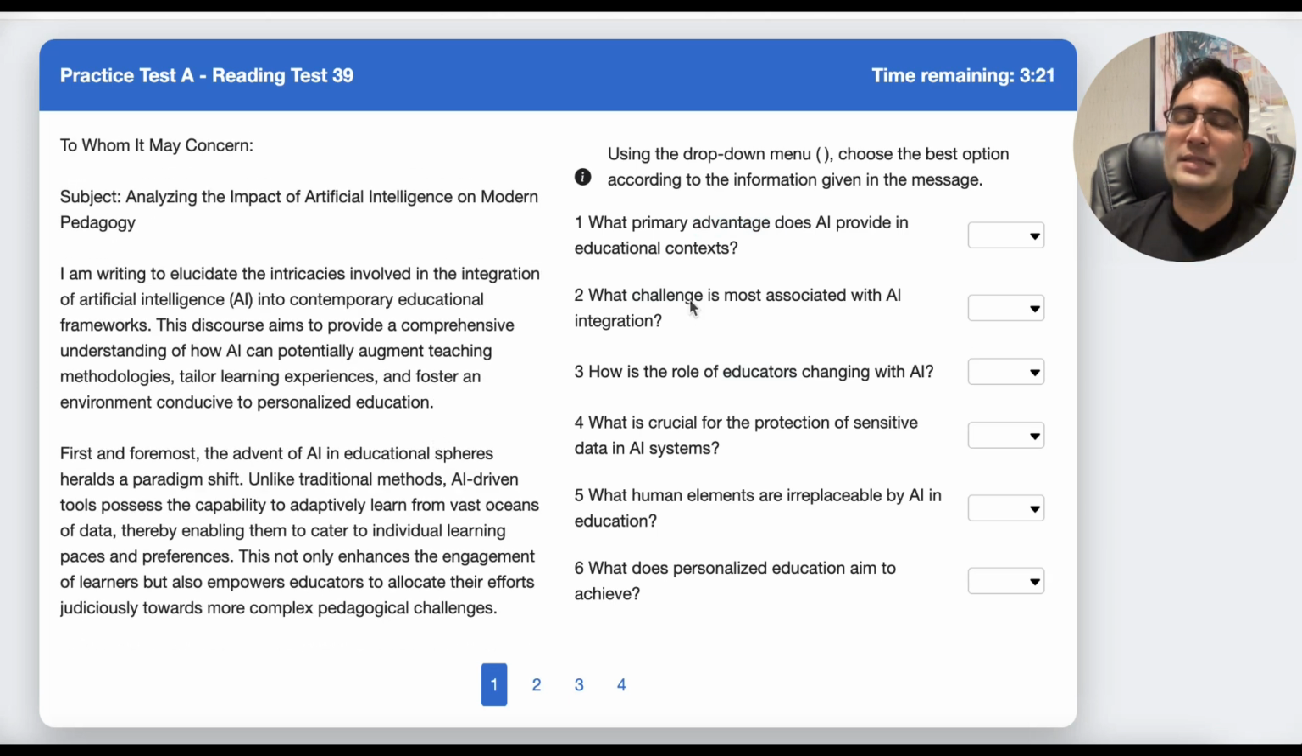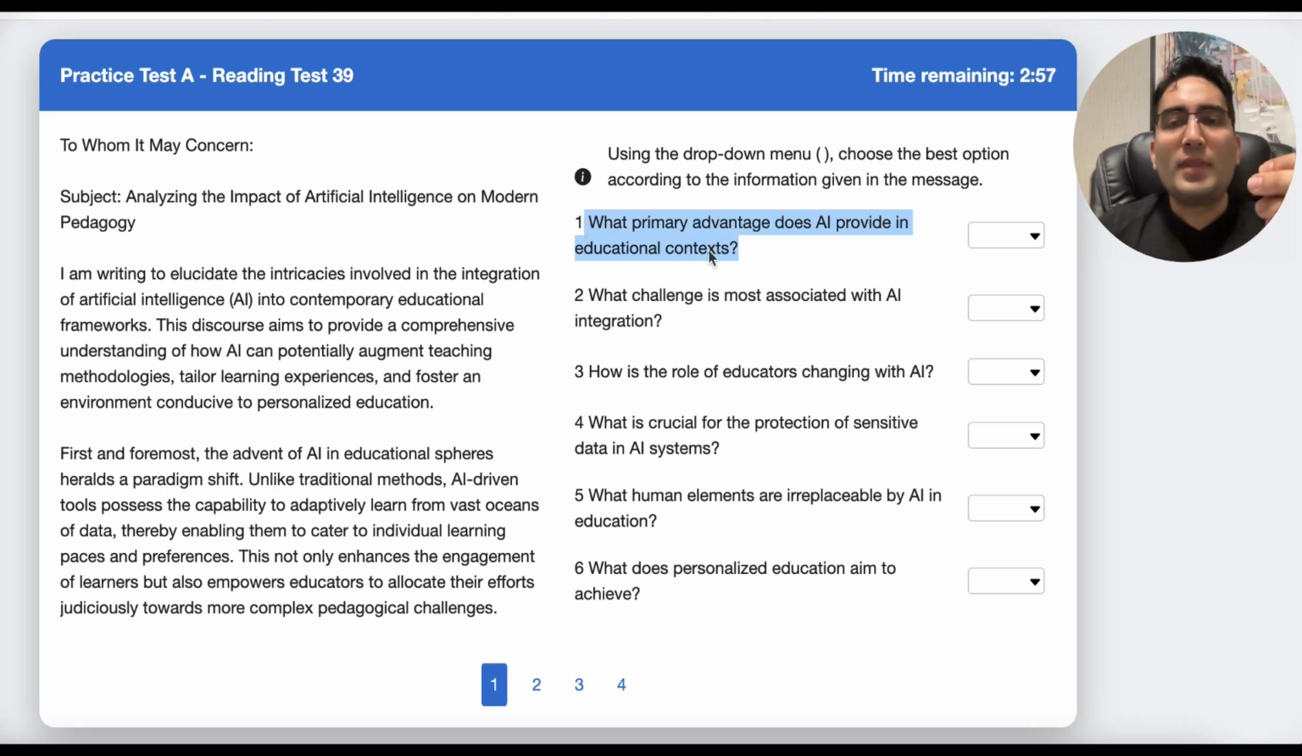They are paraphrased. So an advanced strategy is, if I see this, what primary advantage does AI provide in educational context? I would think about synonyms like advantage. I'll think about pros. In educational context, I would think about learning context, and then go here. That's surely advanced more than looking at the keywords. But again, you're not understanding the concept.